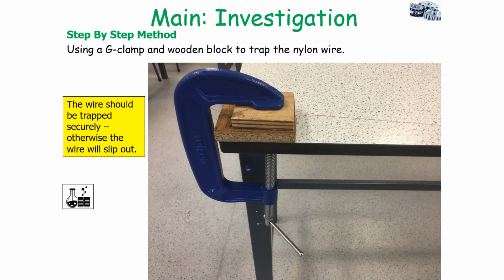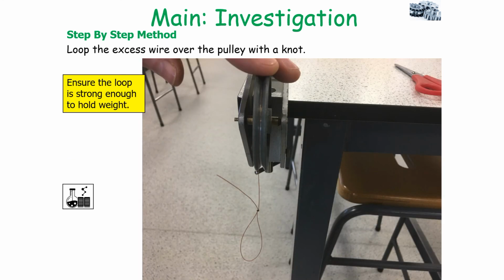You'd use a G-clamp and wooden block to trap your wire which is being tested so it doesn't slip out, and ensure that you would loop the excess wire over a pulley with a knot, because we're going to create a loop which will hold some weight on our particular wire.